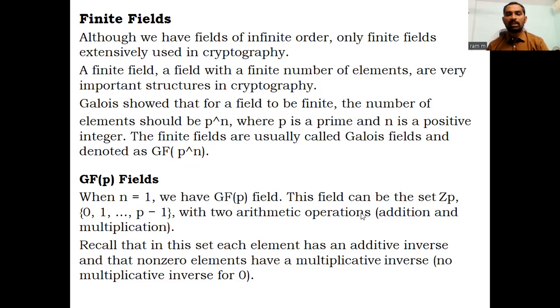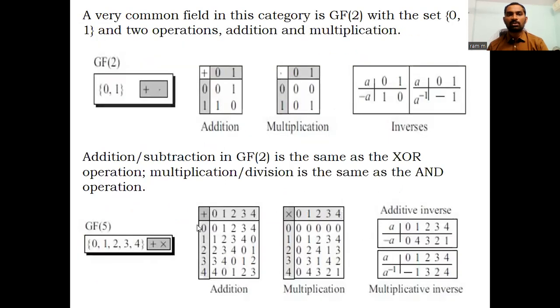So with two arithmetic operations, addition and multiplication, recall that in this set each element has an additive inverse and every non-zero element has a multiplicative inverse. Let us consider whether GF(2) is a finite field or not. GF(2) will have how many elements? 0 to n minus 1, so 2 minus 1: 0, 1. It has two elements, so it is a finite set.